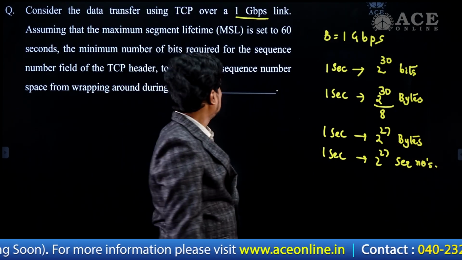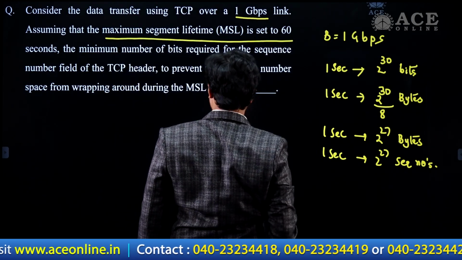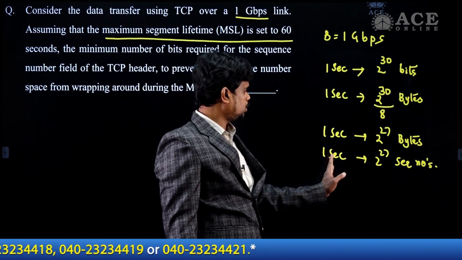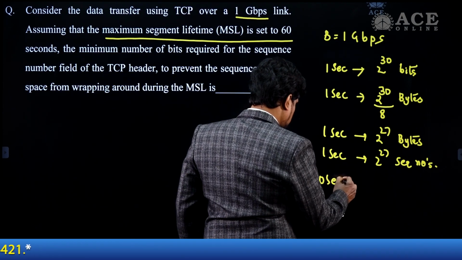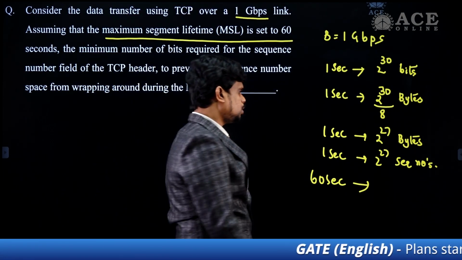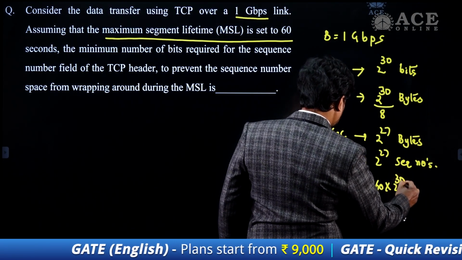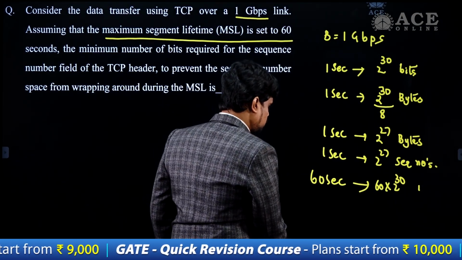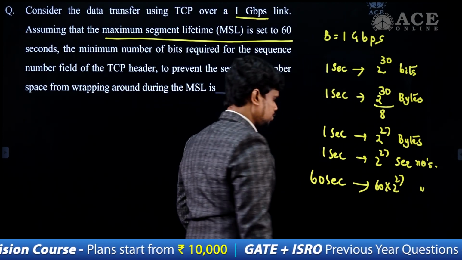But according to the given question statement, the maximum segment lifetime is 60 seconds. So if we are able to generate this number of sequence numbers within 1 second, then within the maximum segment lifetime of 60 seconds, how many sequence numbers do we have? 60 into 2 to the power of 27 sequence numbers.